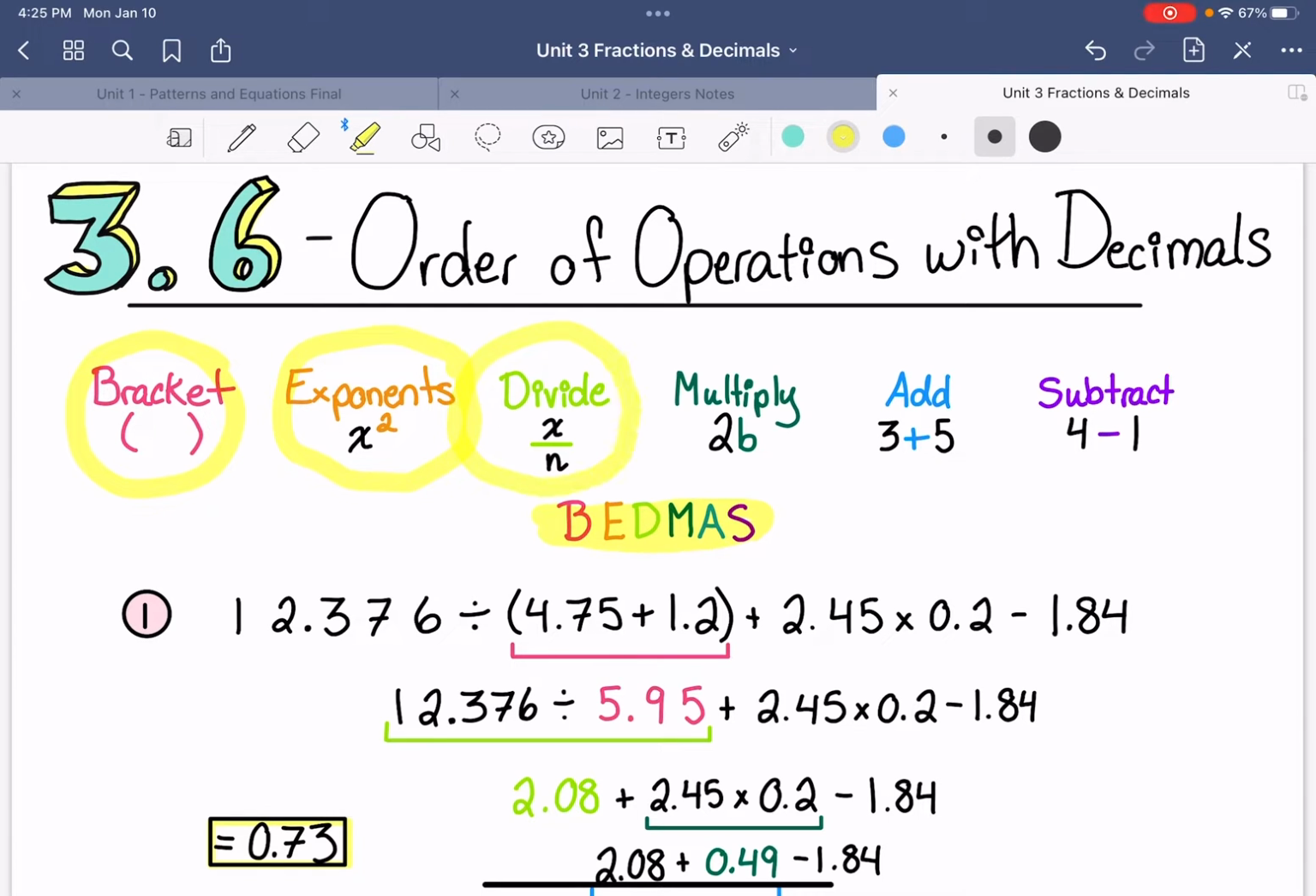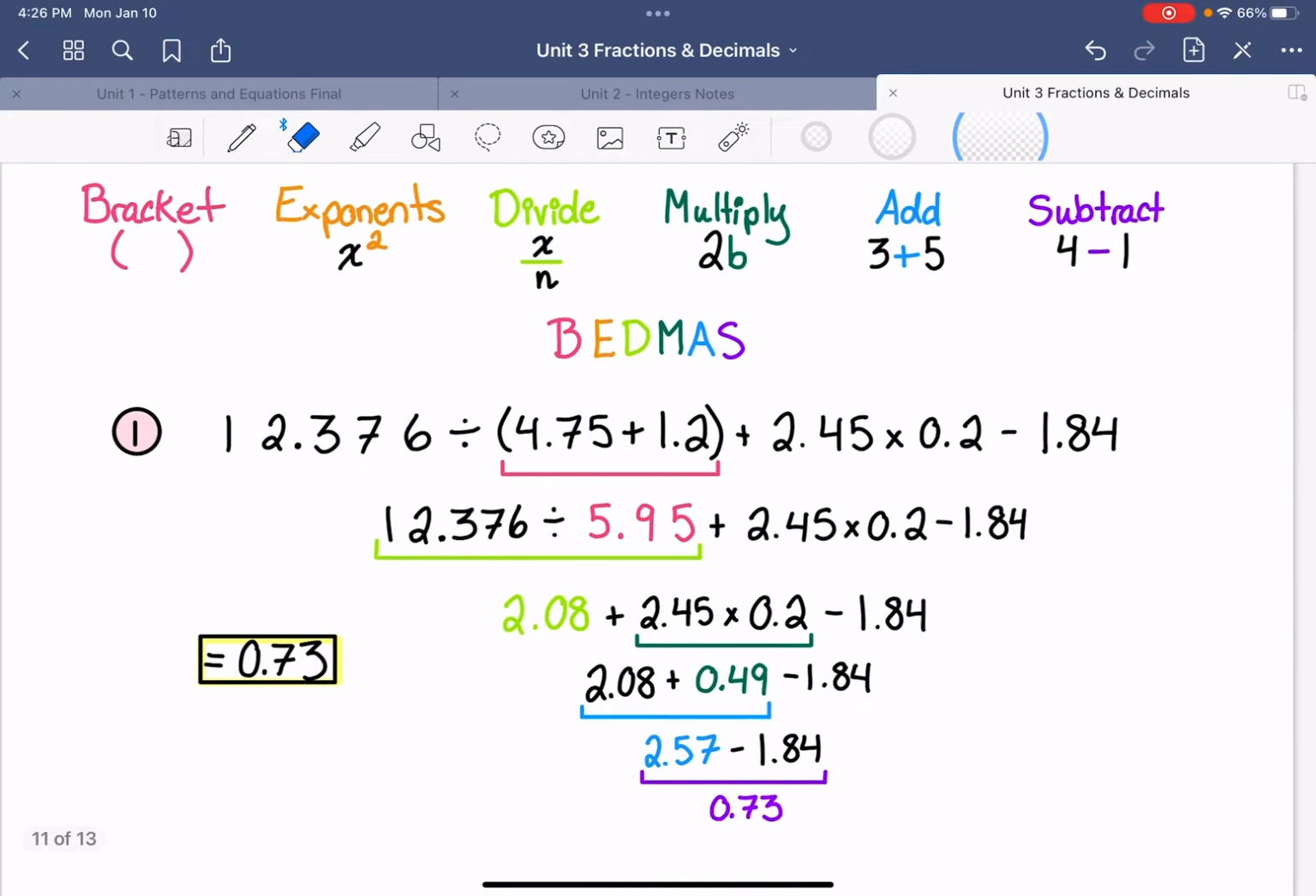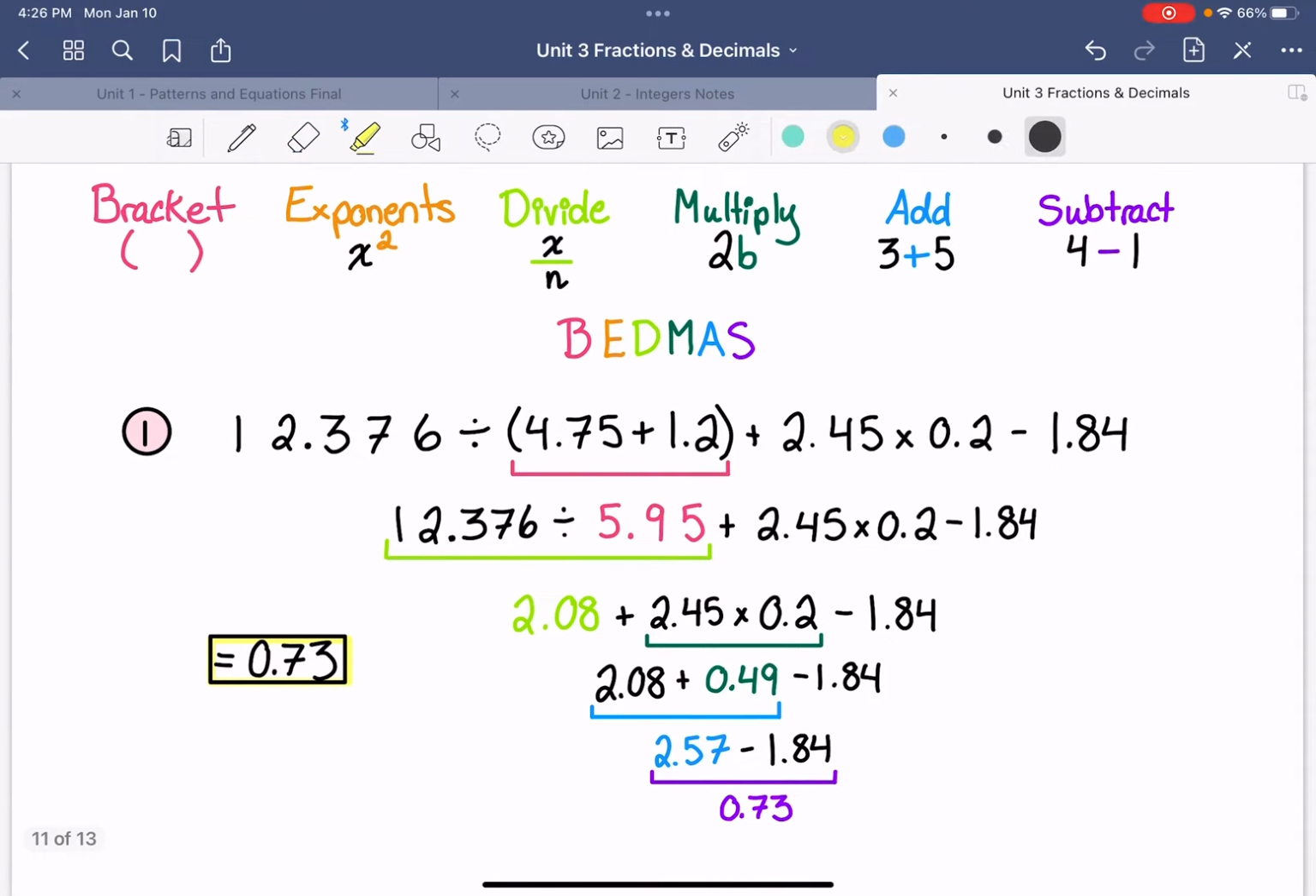Division. Remember that this line in between means divide. Multiply can either be the multiplication symbol or it can mean beside. Add. And finally, subtract. So we're going to start with an example here.